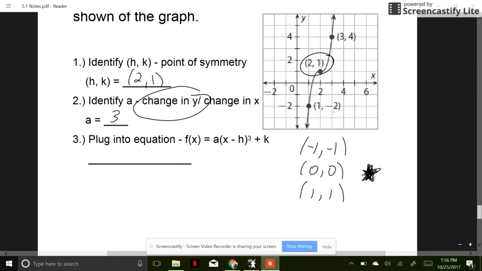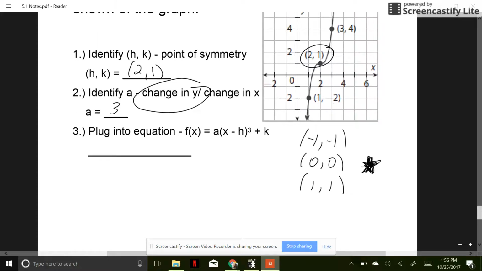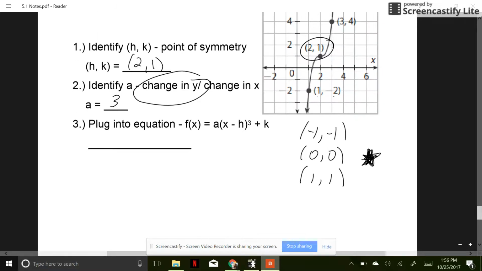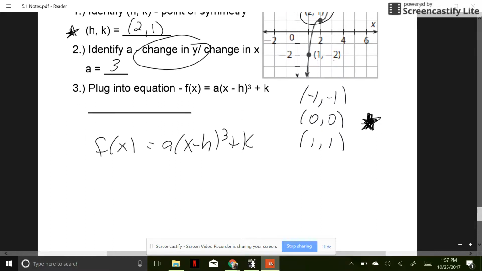Now, another way to check this, if you're unsure about this aspect, what you can do is take the original equation, f(x) = a(x - h)^3 + k. Take what we know h and k to be, plug it in. If it helps you, you can change the f(x) to y. Since h is 2, that means we move to the right 2. So it would actually be (x - 2)^3. We moved up 1, so plus 1.